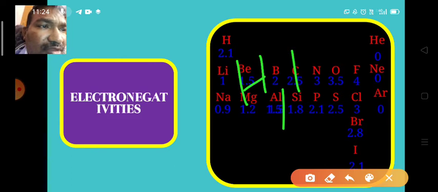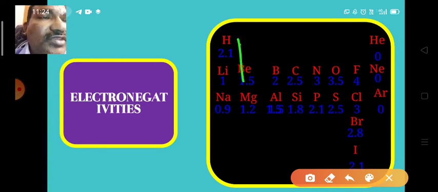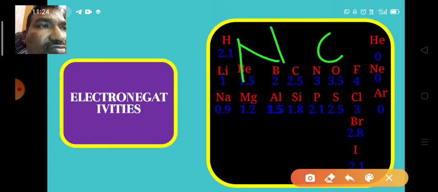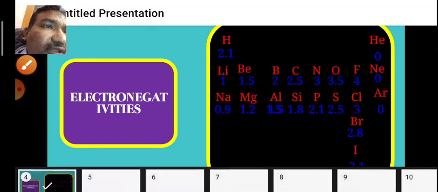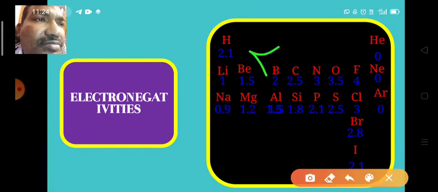And the electronegativity of nitrogen and chlorine is the same, that is 3. The electronegativity of nitrogen and chlorine is the same, that is 3.